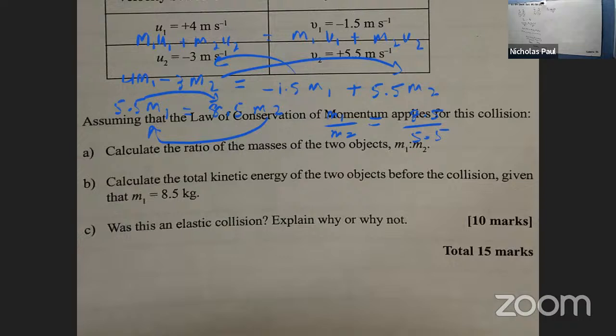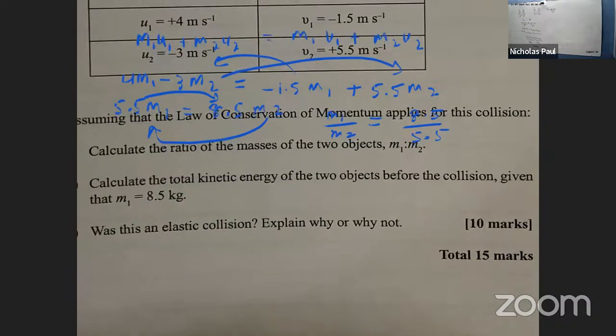M1 is 8.5, so do the math quickly in your head. M2 is how much? 5.5, right? Right, so M1 is 8.5, and if you plug it in, you'll easily find M2 is 5.5. Okay? I'll explain it later why it is.